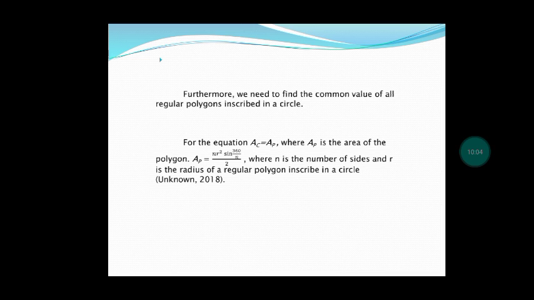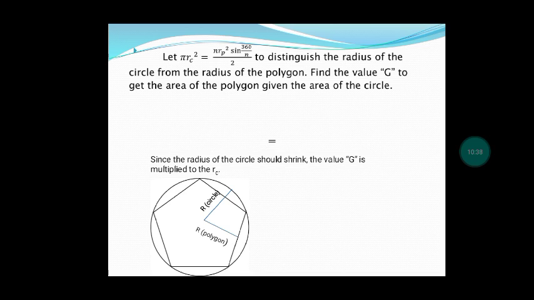So furthermore, we need to find the common value of g for all regular polygons inscribed in the circle. So for the equation of area of circle and area of polygon, where AP is the area of the polygon, the formula in getting the area of the polygon is n r squared sine 360 over n divided by 2, where n is the number of sides and r is the radius of the regular polygon inscribed in a circle. So here's the figure of the circle and its inscribed regular polygon.